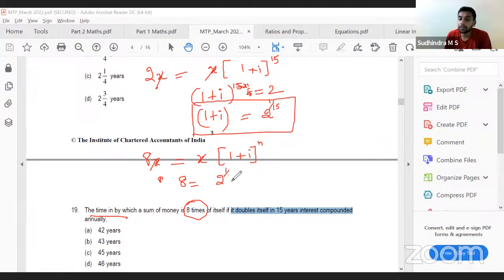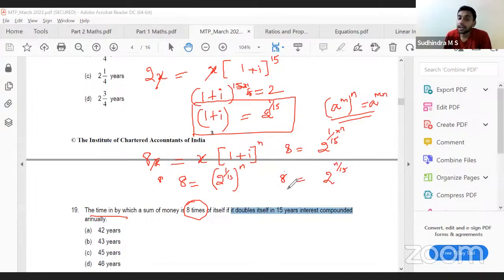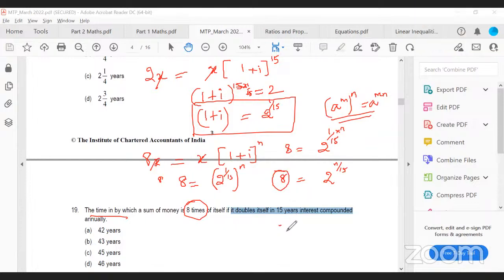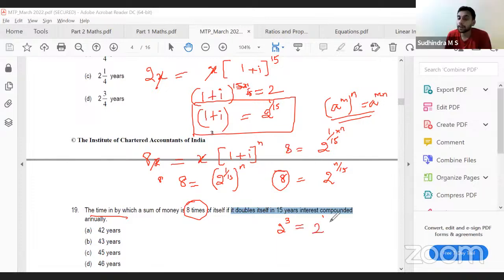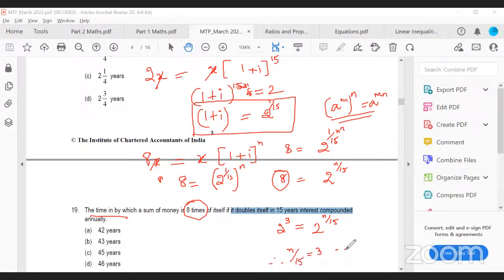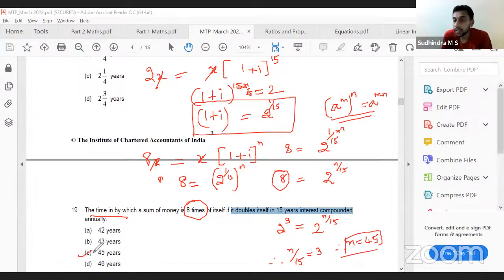8 is equal to (2 to the power of 1 by 15) to the power of n. I know (a to the power of m) to the power of n is a to the power of m into n. Right? So 8 is equal to 2 to the power of 1 by 15 into n, which is 2 to the power of n by 15. Can I express 8 in the form of 2 power something? 2 cube. Yes. 2 cube is equal to 2 to the power of n by 15. Therefore, n by 15 is equal to 3, and n is equal to 45. 15 3s are 45. So n equals 45.